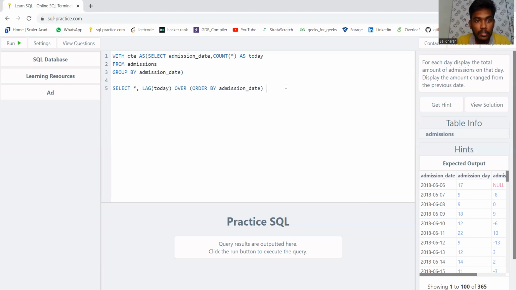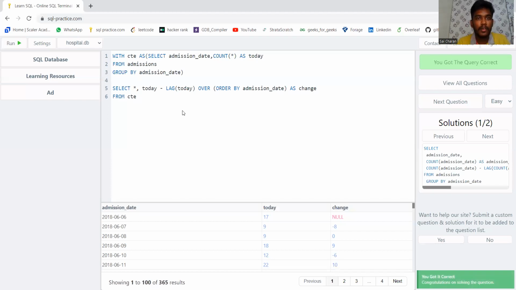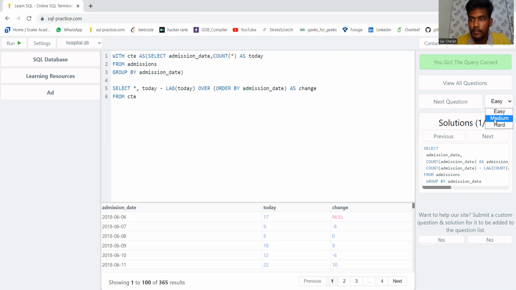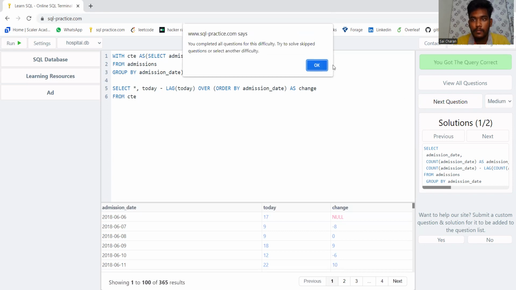But they are asking for the change, so I am saying today minus this value. Today is 9 and the lag value is 17, so 9 minus 17. I name it as change, from the CTE. So this is the query. Let's check it. Yes, we got the correct answer. Let's move on to the next question.